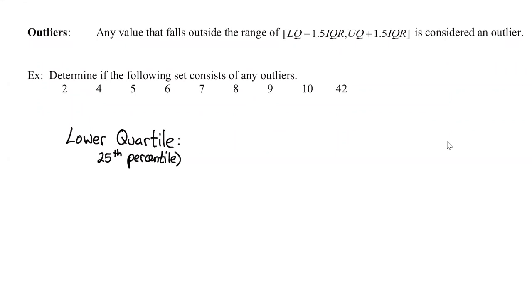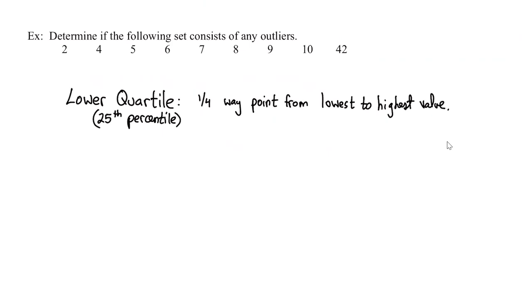And we're going to have to talk about percentiles at some point, because you see percent as part of the term percentile, and you're like, well, I think I know what it means, but it doesn't always end up being the case. So the lower quartile is the quarter-way point from the lowest to highest value.